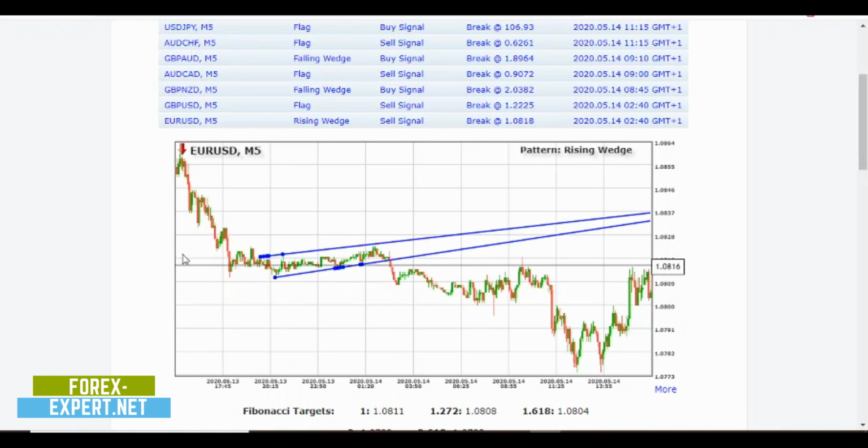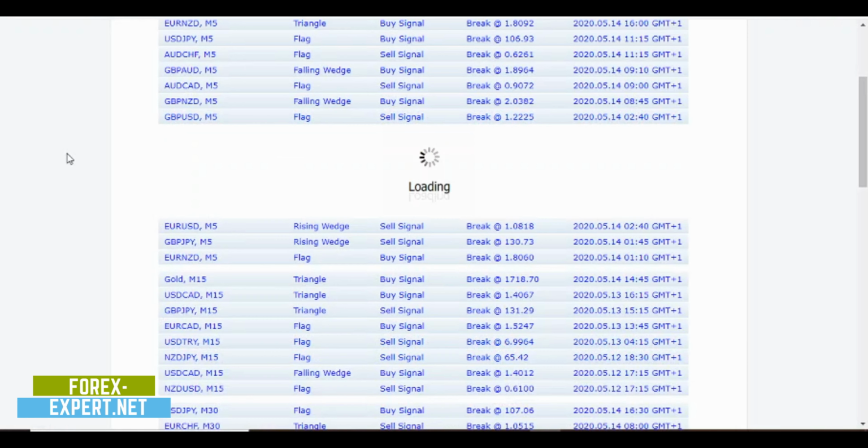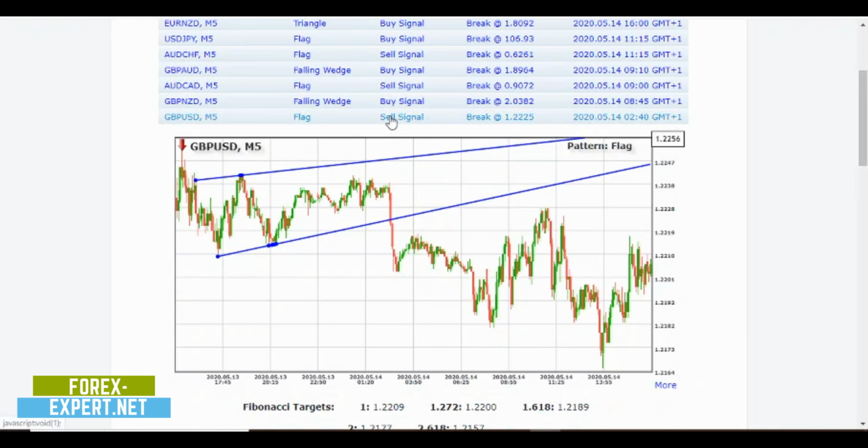Okay, so let's jump to the British pound and the USD. We have a flag sell signal break at 22.25. This trade was a good one because the price reached the 22.03 for a nice 20 pips profit.